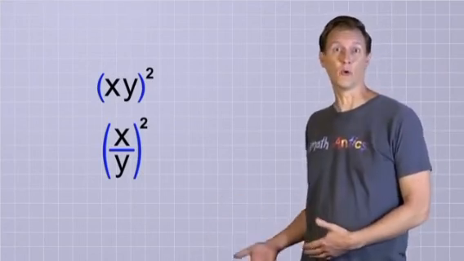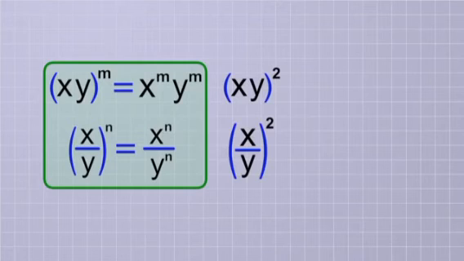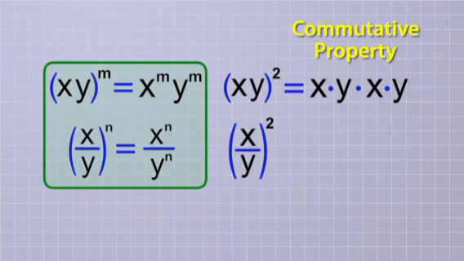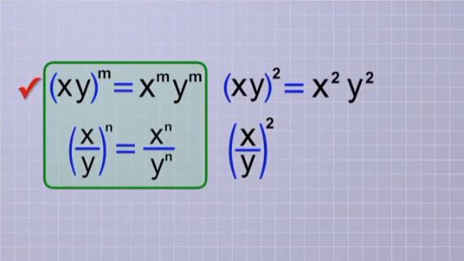Here are two expressions that will help you see why you can distribute or undistribute exponents like our laws show. In the first expression, we have the quantity x times y squared, and that's the same as x times y times x times y. And the commutative property says that we can rearrange those factors like this, x times x times y times y. But look, we can simplify that into x squared times y squared, so that checks out.